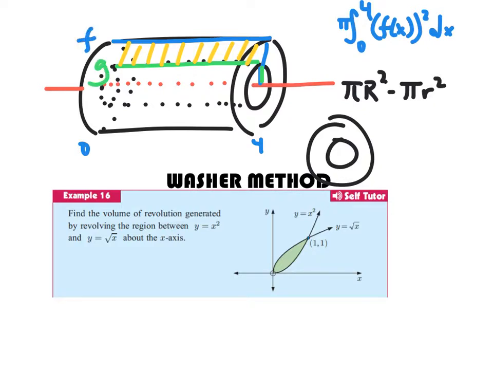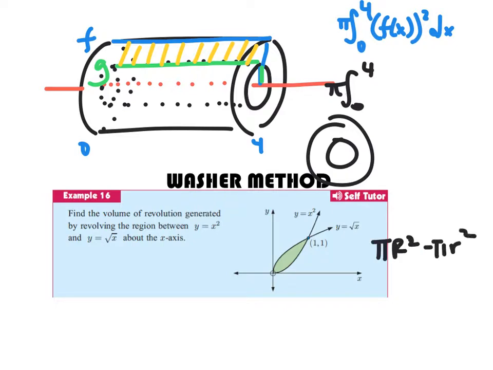In order to find the volume of revolution in this case, I'm going to go from 0 to 4. I'm going to pull the pi out of this, pi big R squared minus pi little r squared, which means I have big R squared minus little r squared. Big R in this case is going to be f, little r in this case is going to be g. It'll always be your higher function minus your lower function.